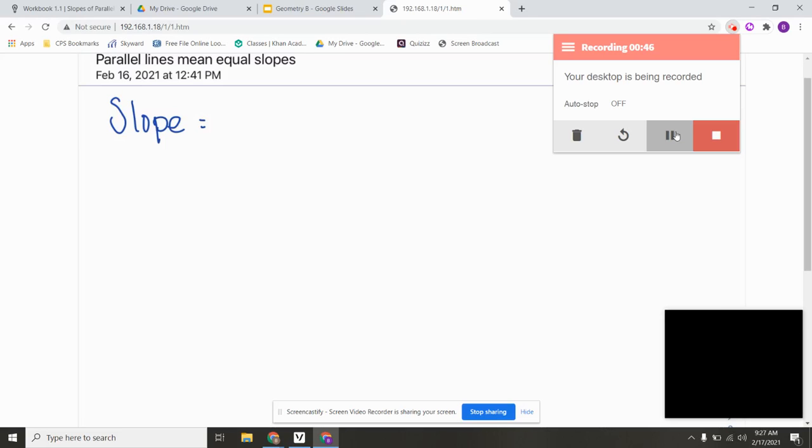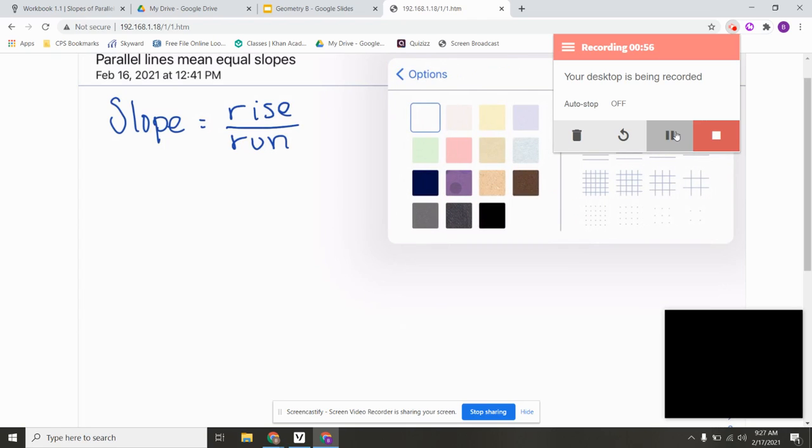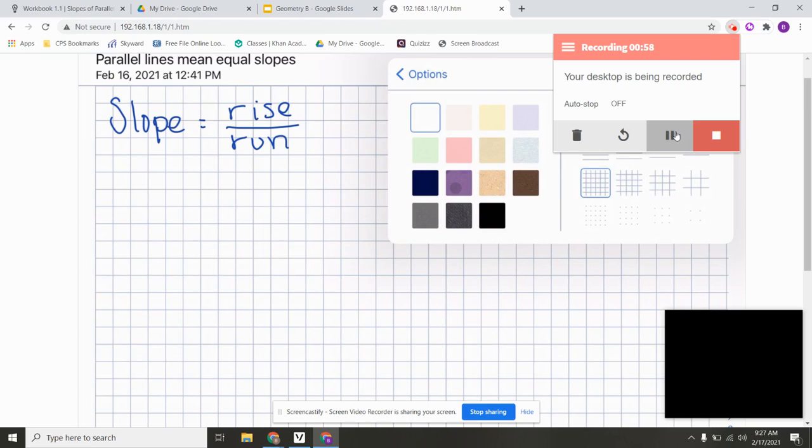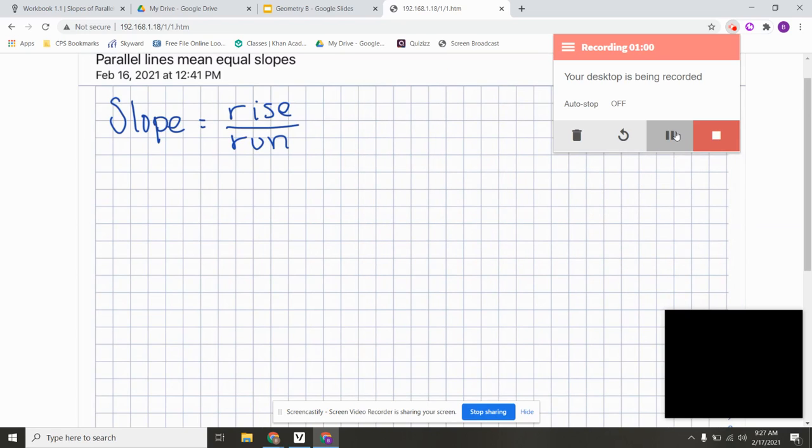Slope is the rise over the run. If you don't remember this, it's okay. Learn it now. What the rise means is if we had a graph like this, and we had a line that looked like this, we have how far up it goes. This is called the rise.